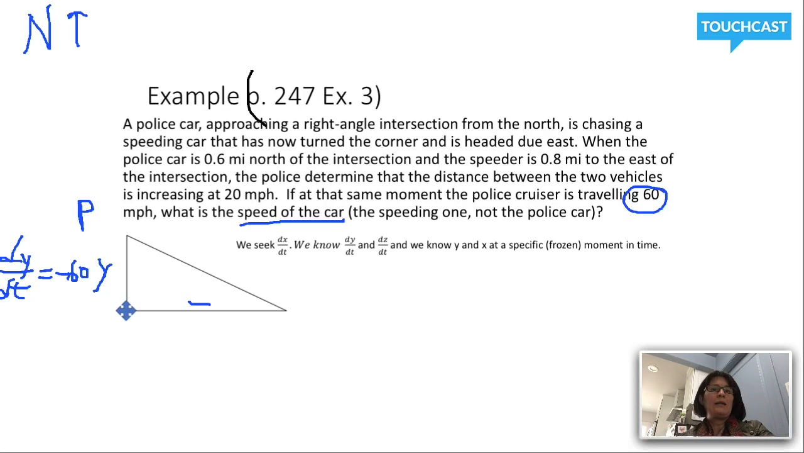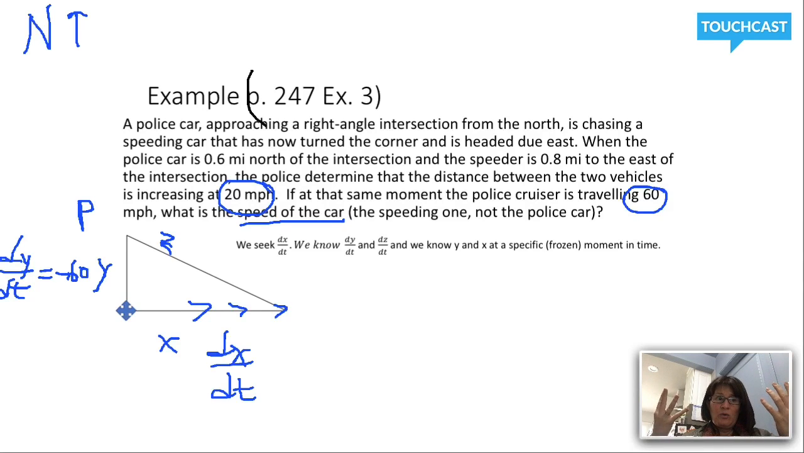So the thing I want, I called this x. I know the speeders are going this way. And their rate of change, the rate of change of their distance, that's the thing I'm looking for. I don't know what it is, but I'm going to call it dx/dt. That's the rate of change of the distance of the car from the intersection. And if you want to call this z, there's some moment in time where this is true. dy/dt is negative 60, dx/dt we don't know, we want to find it.